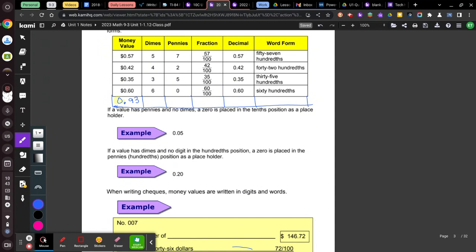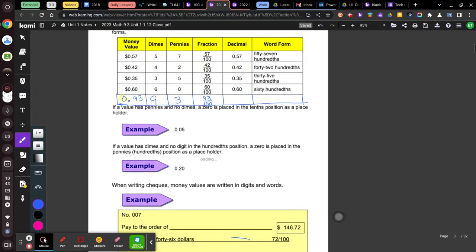So the first number goes in the 10th spot. That's my dimes. This is my 10th spot. Pennies, I've got my 3. That means I'll have 3 pennies. So this is going to give me 93 over 100. Okay, it's going to give me 93 over 100.